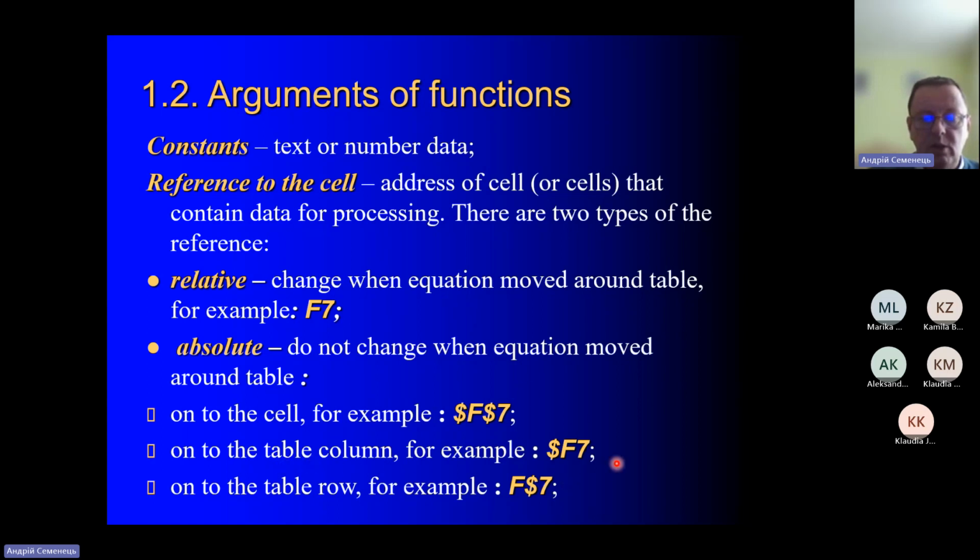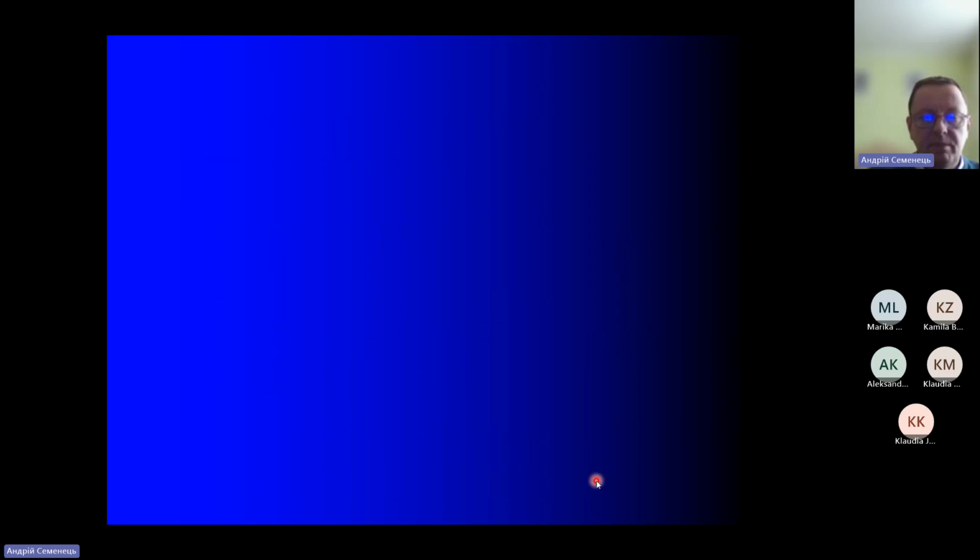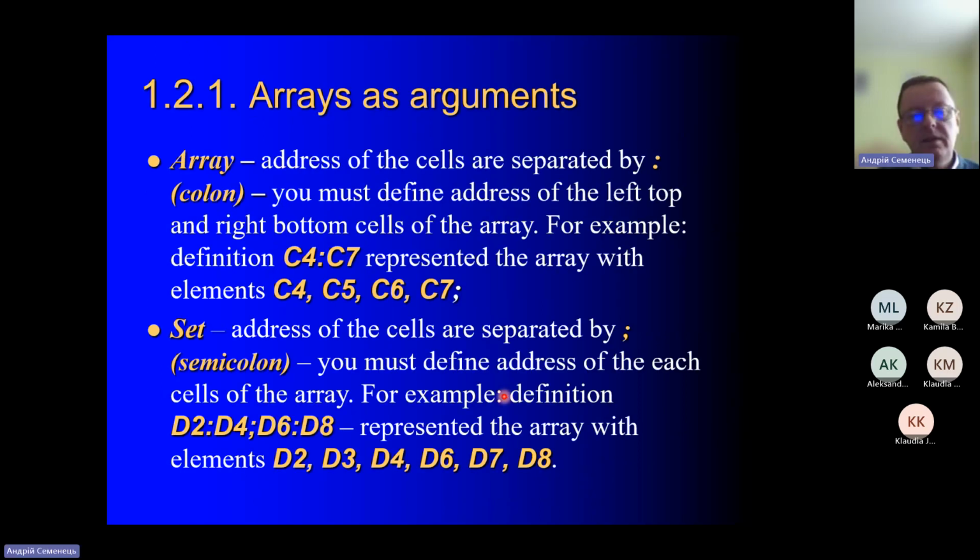In the same way we can refer only to a column or only to a row, with the given example. And final words about arguments, arrays and sets. They can be supplied, and have to be supplied, for a lot of calculations, especially statistical calculations. In an array, the separator used is a colon. In a set, the separator usually used is a semicolon, except when it has to be used as an argument delimiter, so then commas, I remember.